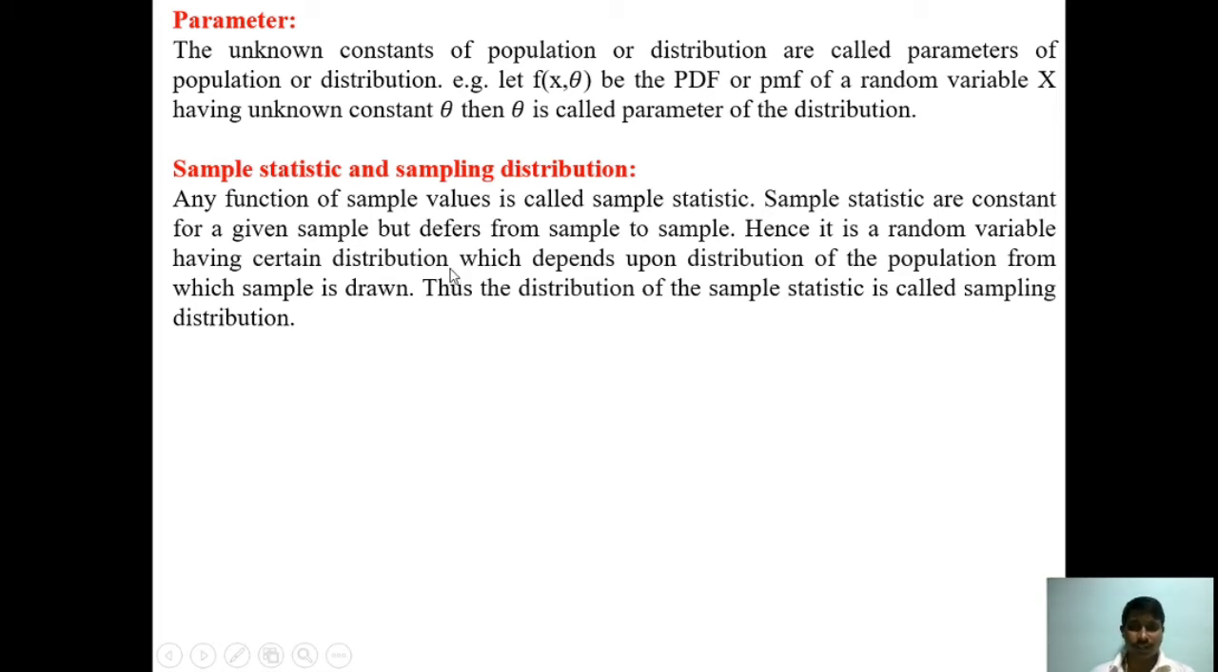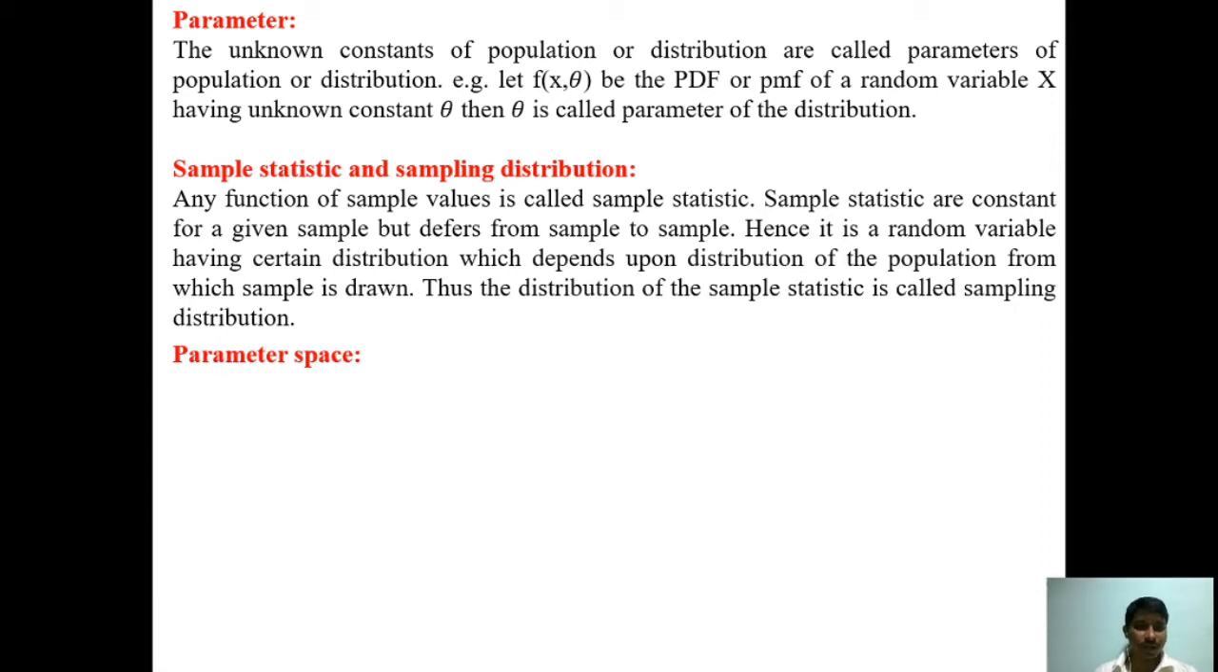Sample statistic is the same for a given sample but differs from sample to sample. Hence, it is a random variable having some distribution which depends upon the distribution of the population from which the sample is drawn. Thus, the distribution of the sample statistic is called sampling distribution. Means the distribution of a statistic is called a sampling distribution.